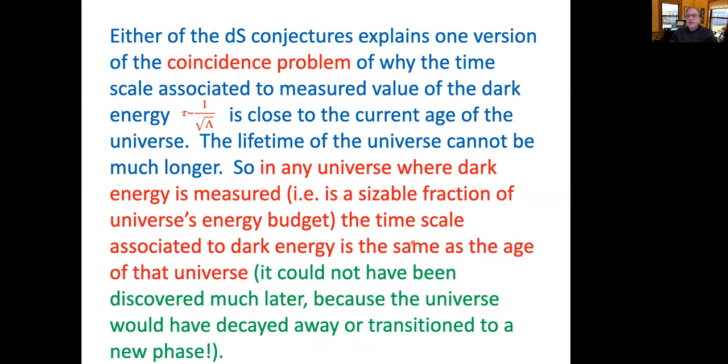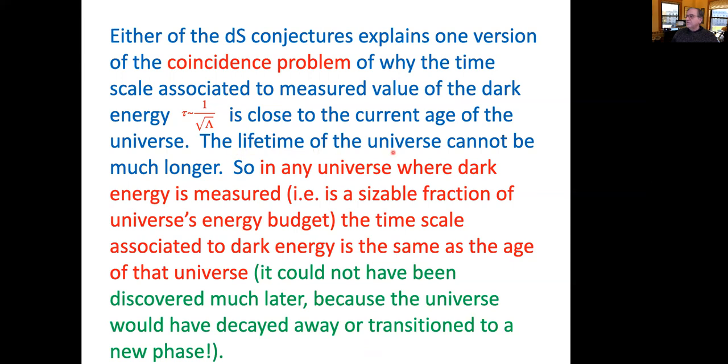Either of the de Sitter conjectures explains one version of the coincidence problem: why the time scale associated to the measured value of the dark energy, namely 1 over the square root of lambda, is close to the current age of the universe. In other words, why does the current age coincide with 1 over root lambda? They're two independent things. Well, that's the coincidence problem.